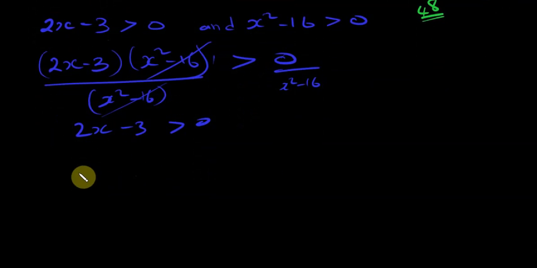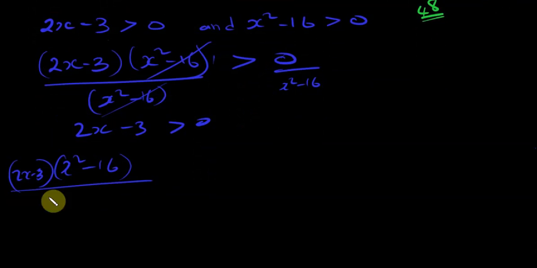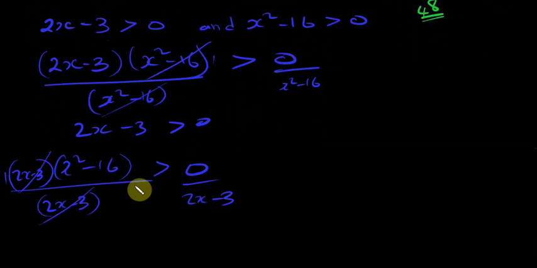Then if you want x squared minus 16 to be on its own, then you just divide by 2x minus 3. That one cancels, and then 0 divided by that is 0. So our final answer is x squared minus 16 greater than 0, as you wanted.